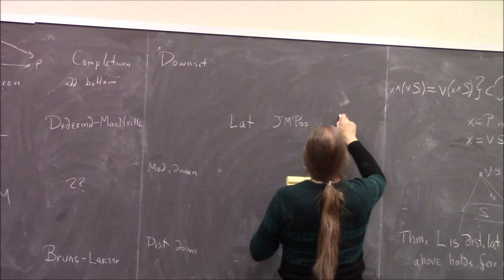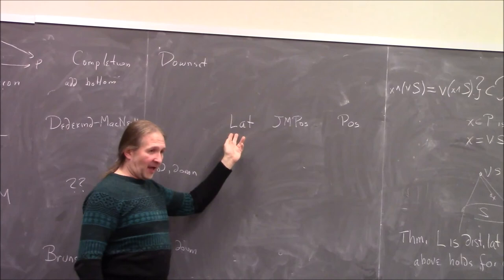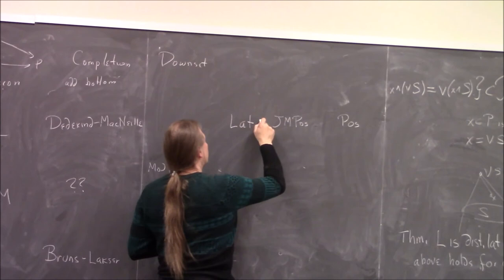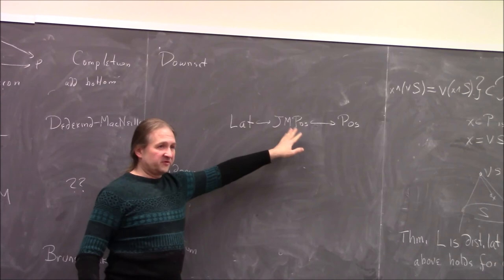So I'm going to basically say that I have the category of all lattices. That's a subcategory of all posets. But I'm going to cook up an intermediate category, which I called JM posets, joint meet posets. So what do we mean by that?